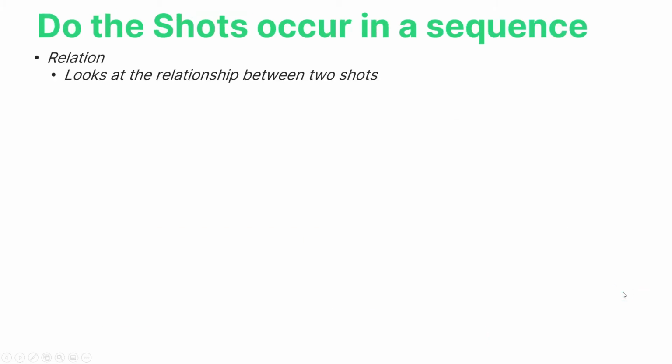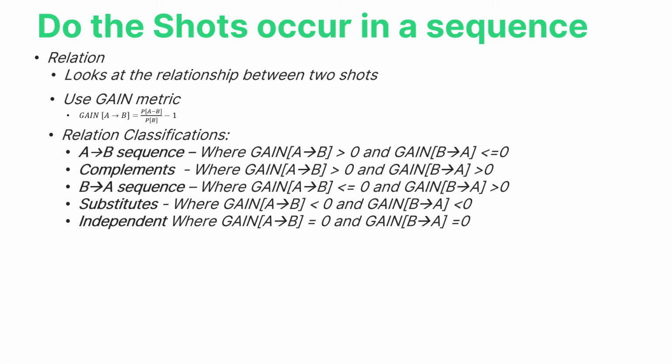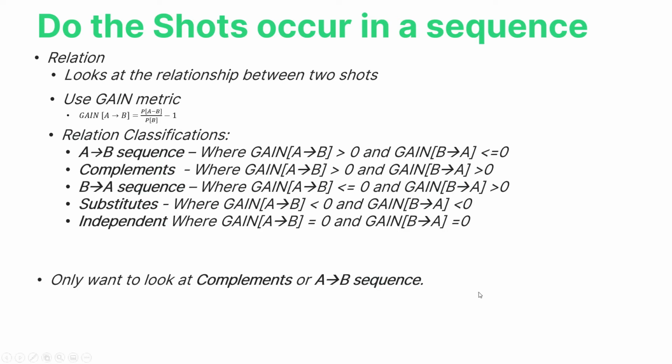The other important question that I needed to unpick was, do the shots actually happen in a sequence? The Kamakura paper on sequential market basket analysis was really helpful with this. They had a number of new metrics that they introduced, importantly gain and relation. I won't go through the maths there, but the relation classifications that were important to me were whether shots were complements or they were happening in that A to B sequence.